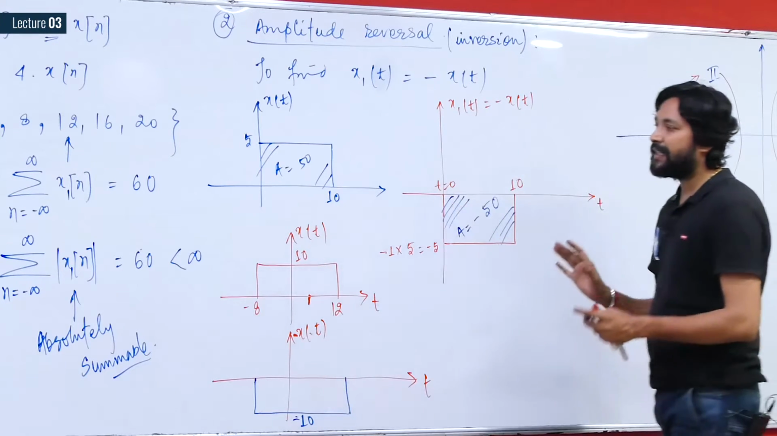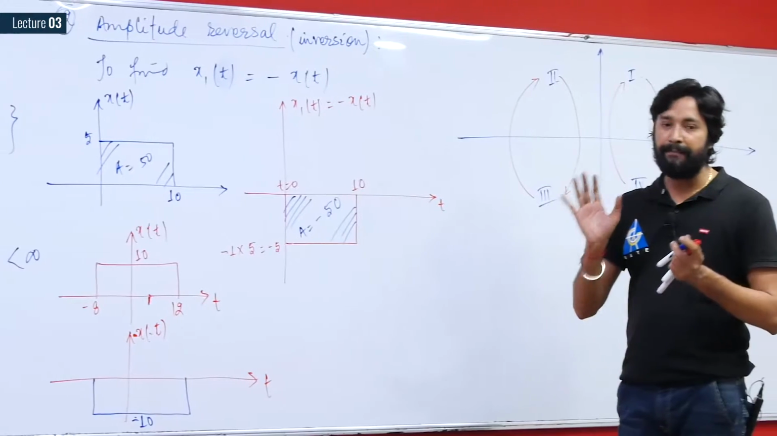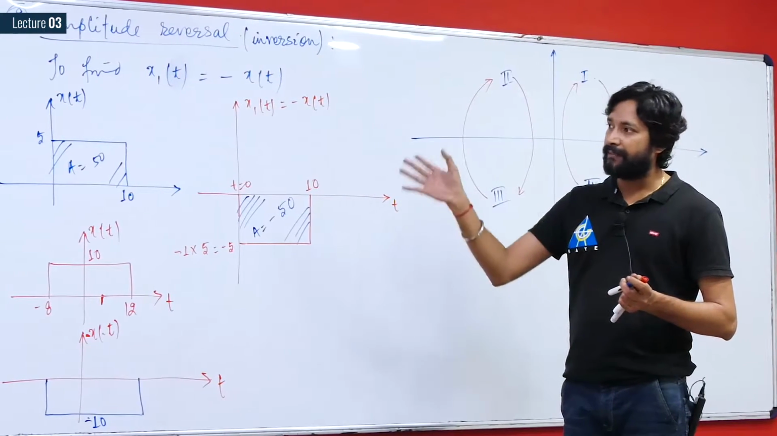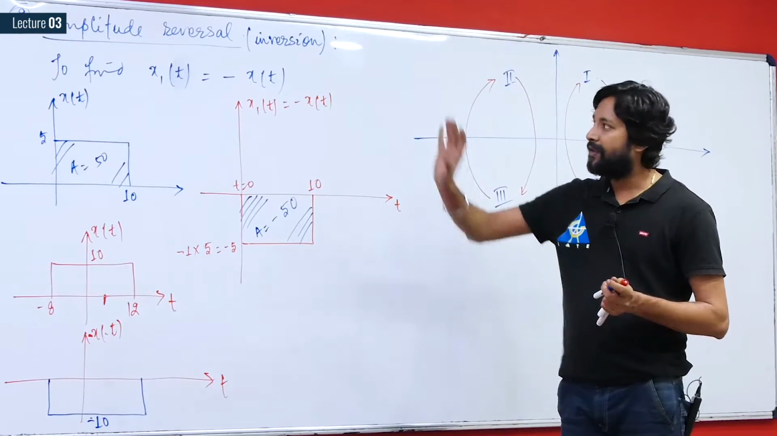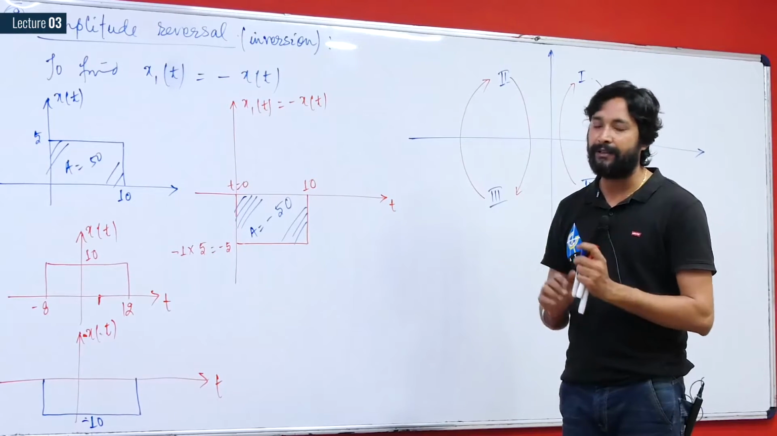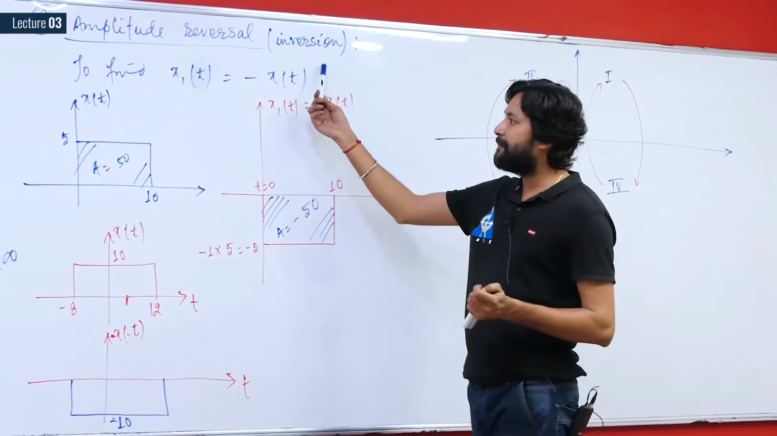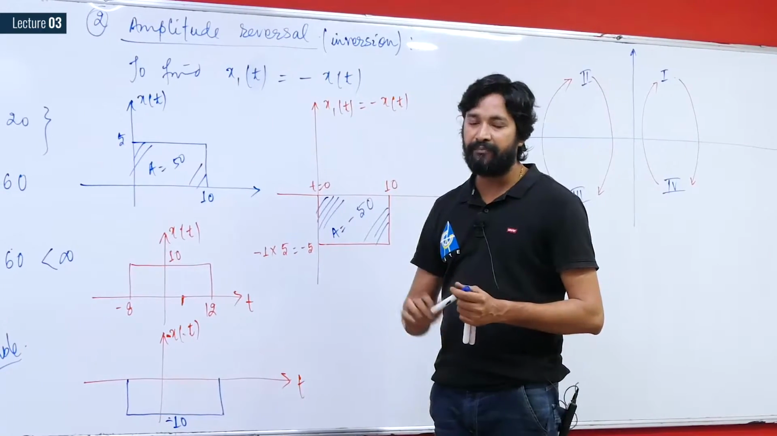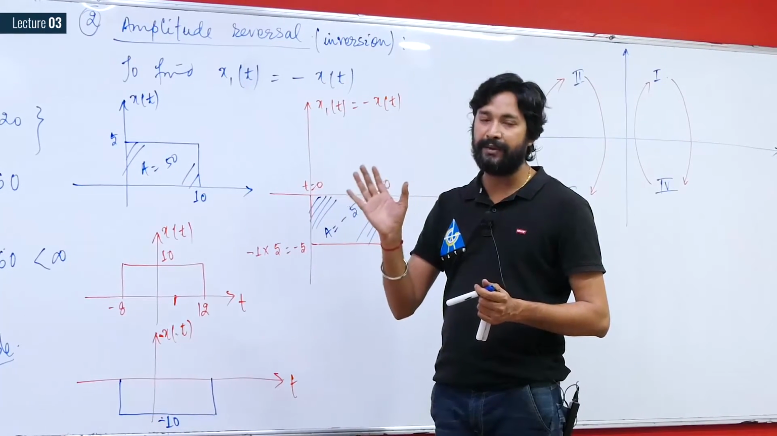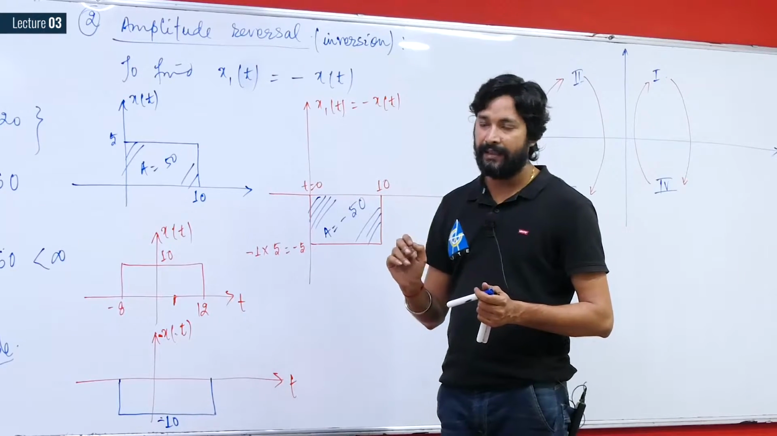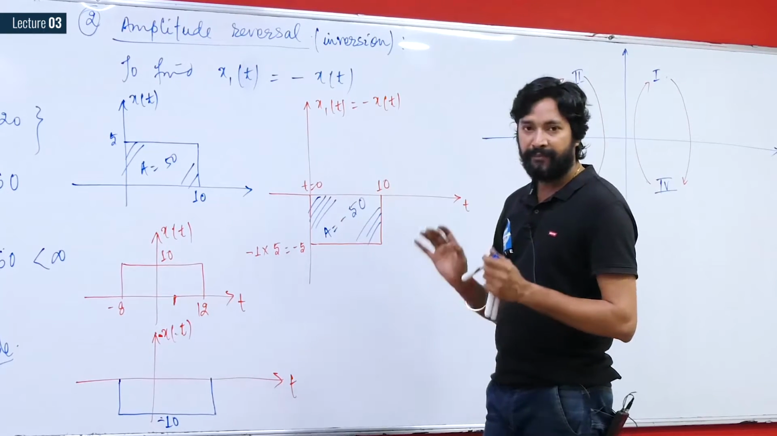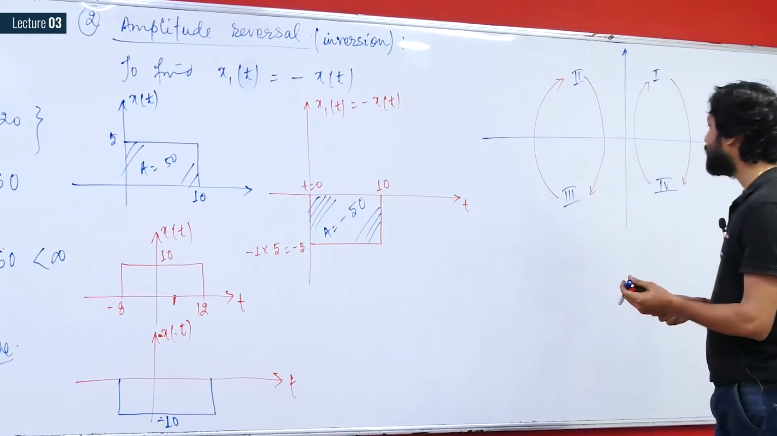So simply you just have to multiply the amplitudes of signal x of t while performing either amplitude scaling or amplitude reversal or amplitude inversion. In case of amplitude inversion, you can say that it is the same process as that of amplitude scaling, but you are taking the constant amplitude scaling factor to be minus 1. The similar process will be valid for discrete time signals also.